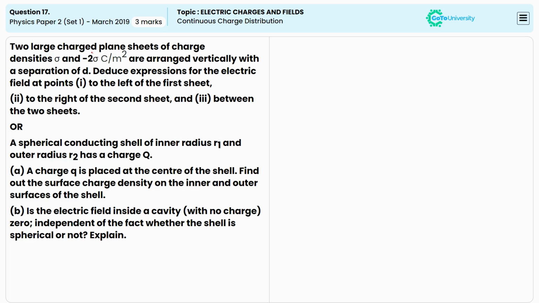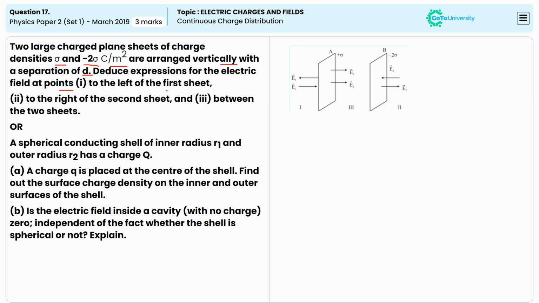Two large charged plane sheets of charge densities sigma and minus sigma C/cm² are arranged vertically with a separation of d. We'll see the diagram here. This is the diagram. These are two sheets, separated by the distance d. Now we need to find the expression for electric field at points.